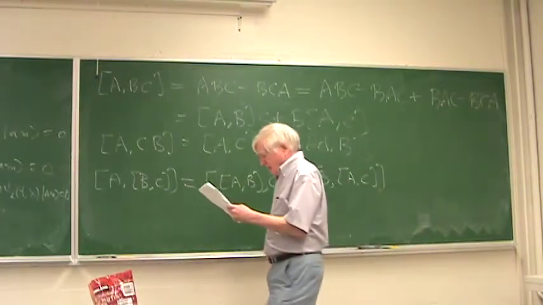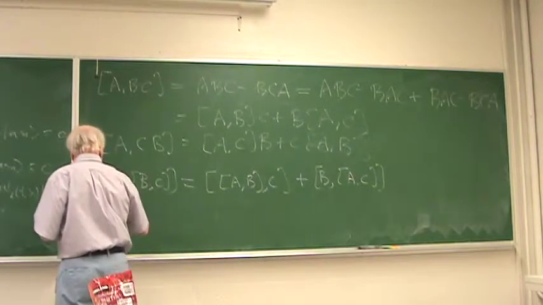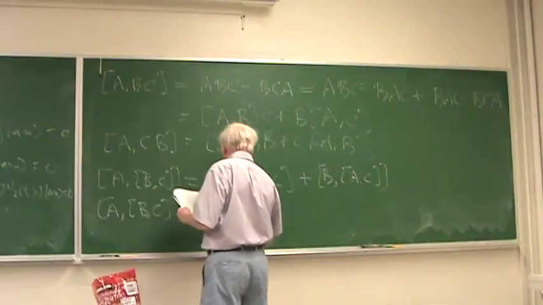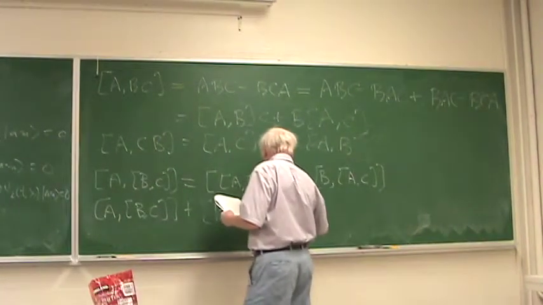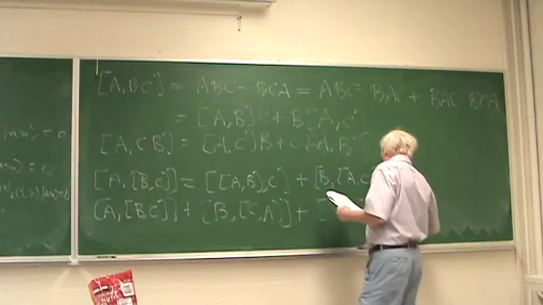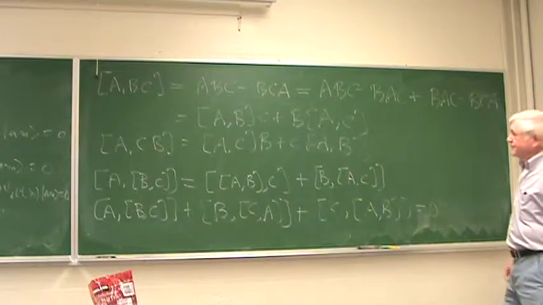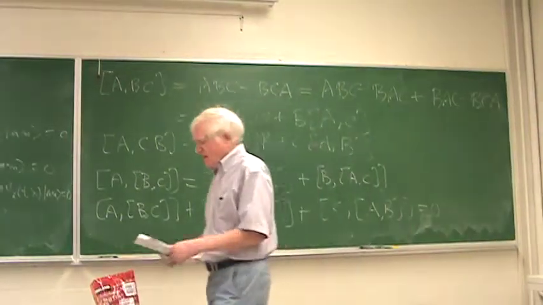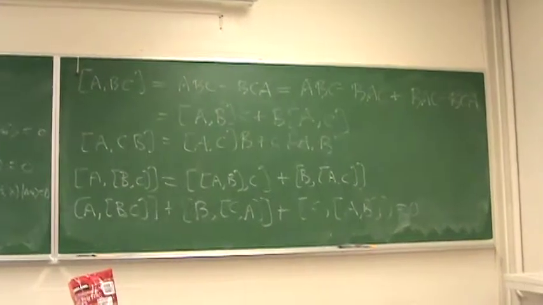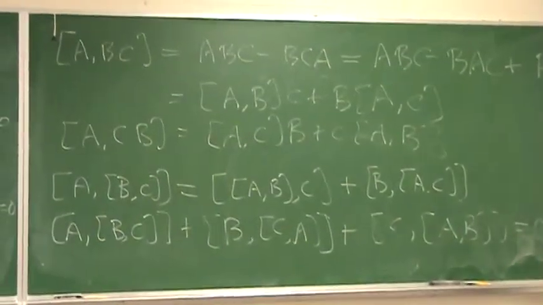And a nicer way of writing it is the cyclic way of writing it, namely A, B, C, plus B, C, A, plus C, A, B, equals zero. So this is very, very general. I'm thinking here of A, B, and C as being n by n matrices, but this works almost no matter what A and B and C are. And so, as I said, this is called the Jacobi identity.